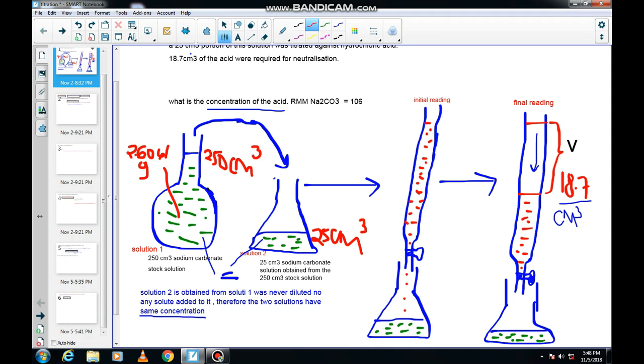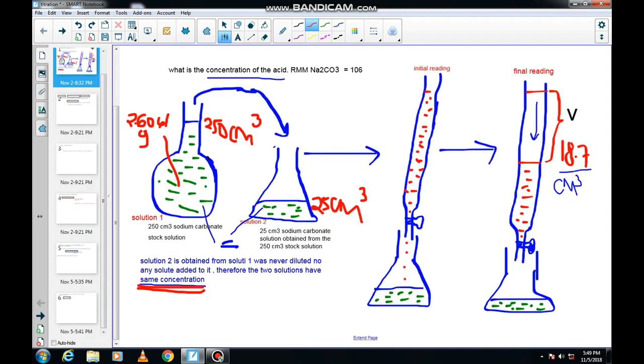I want you to note that solution 2 and solution 1 are one and the same thing, except that they differ in volume, therefore their concentrations will be the same. Since solution 2 is obtained from solution 1 and was never diluted nor any solute added to it, the two solutions have the same concentration.